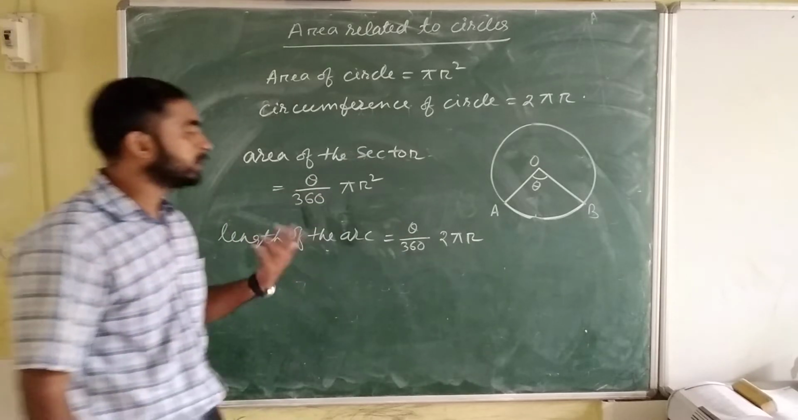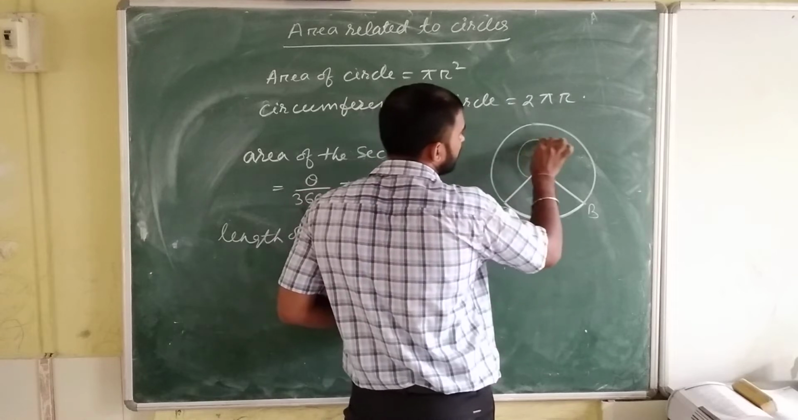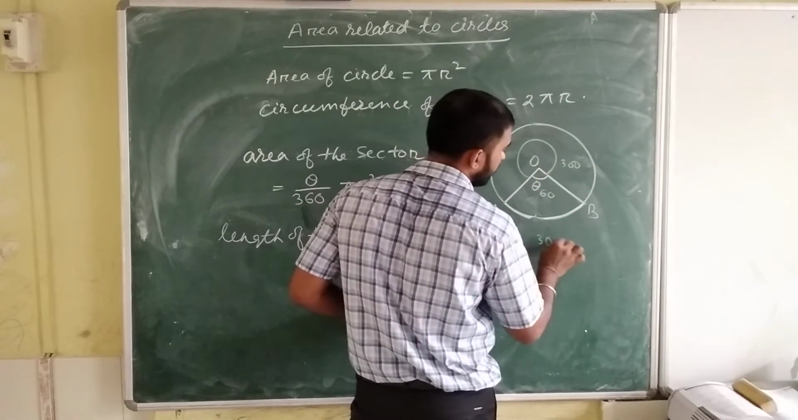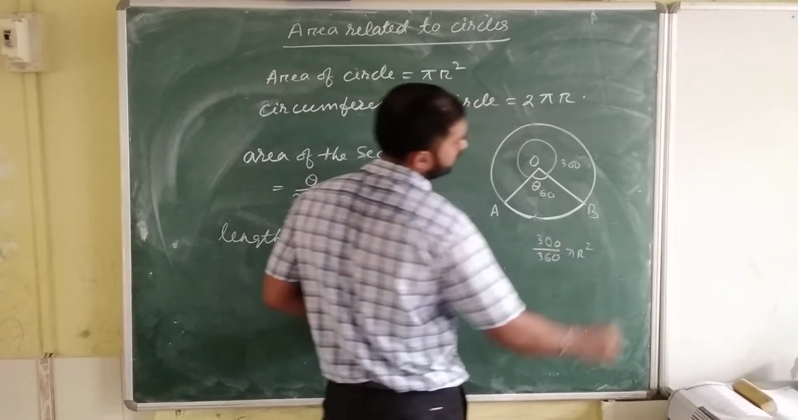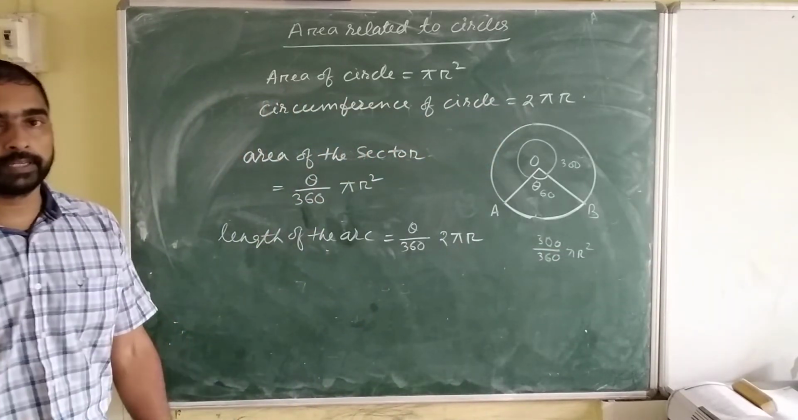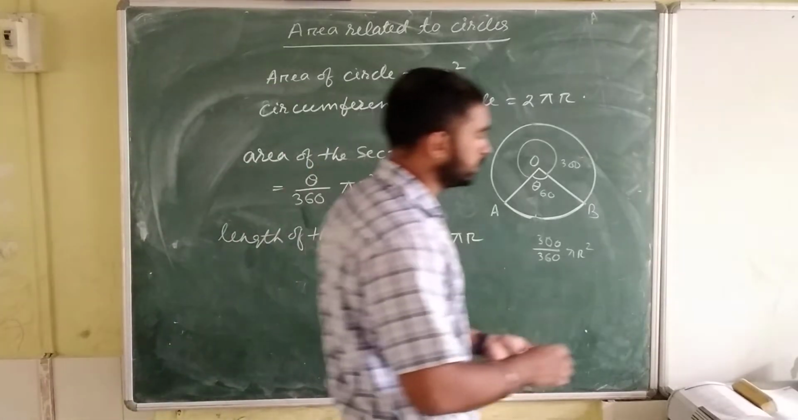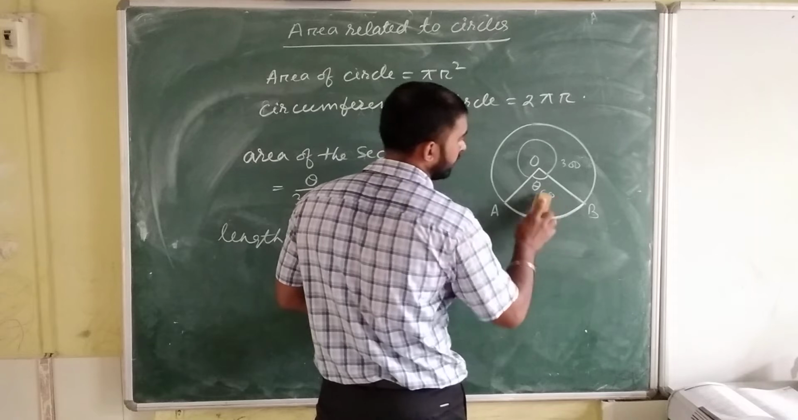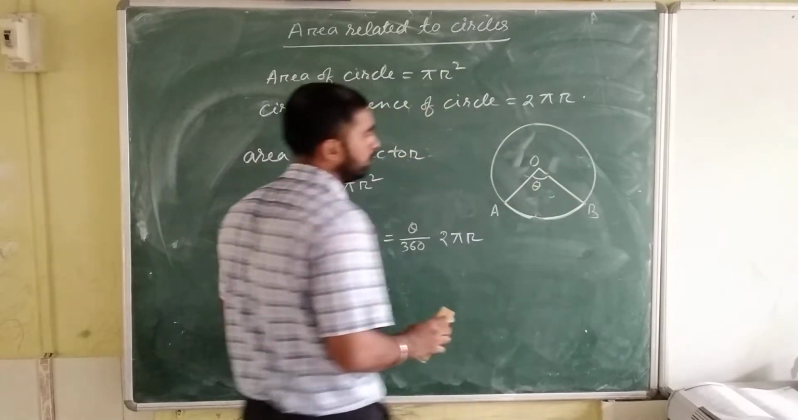Then what is the major sector? Suppose this angle is 60. Then what is the value of this angle? 300, or not? So the major sector formula is 300 by 360 pi r square. This is the area of the major sector, and this is the area of the minor sector. Theta means angle, as we discussed already in trigonometry. So this is the first formula.